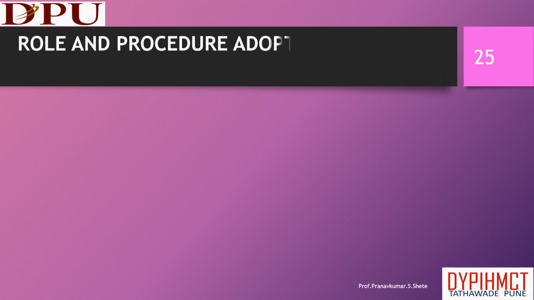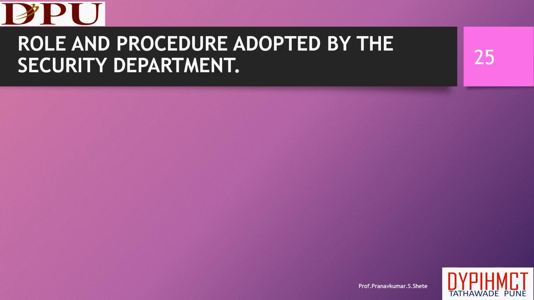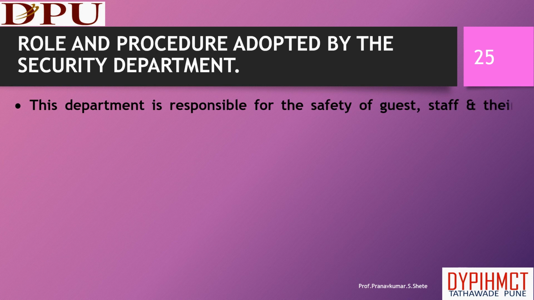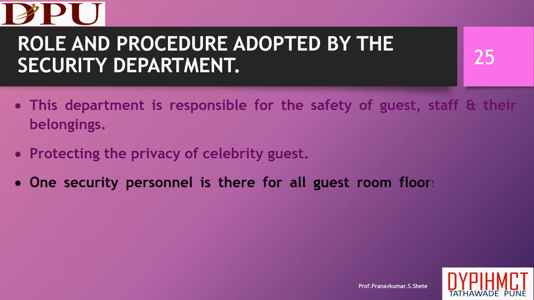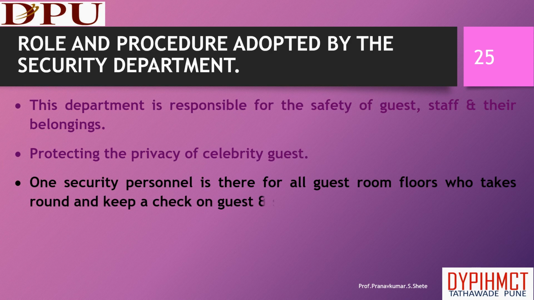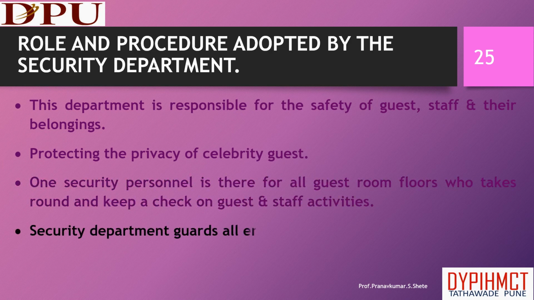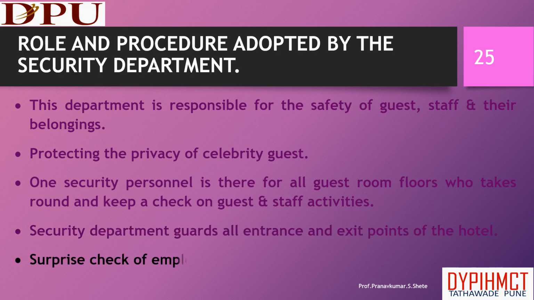Role and procedure adopted by the security department. This department is responsible for the safety of guests, staff, and their belongings. Protecting the privacy of celebrity guests. One security personnel is there for all guest room floors who takes rounds and keeps a check on guest and staff activities. Security department guards all entrance and exit points of the hotel. Surprise check of employee lockers is done by security department.